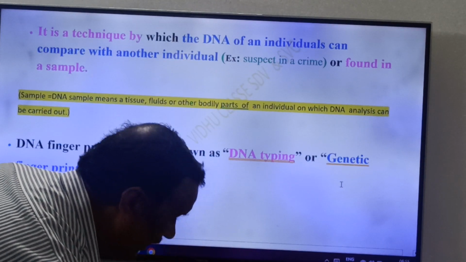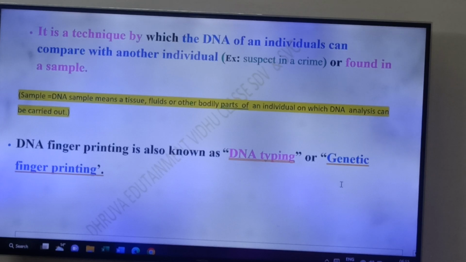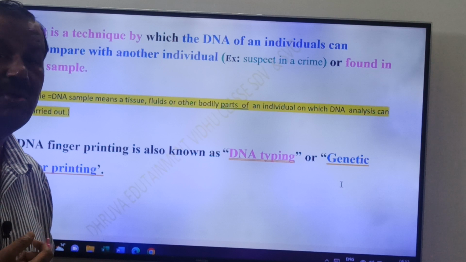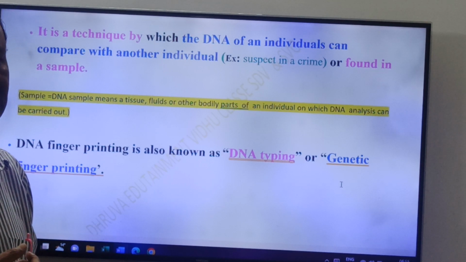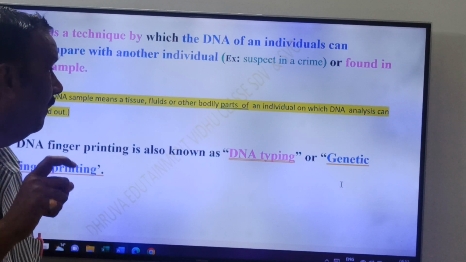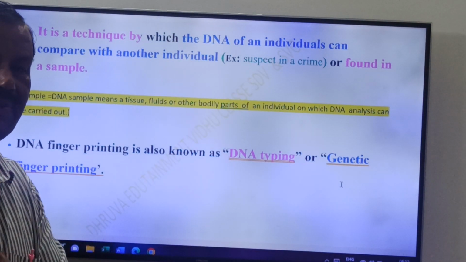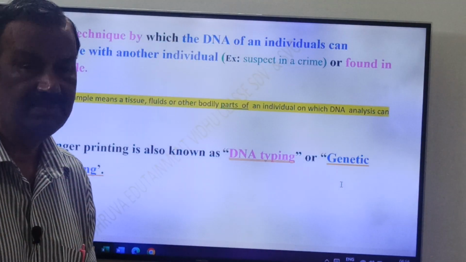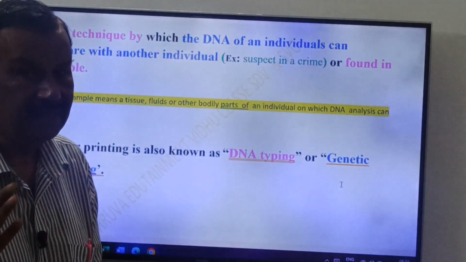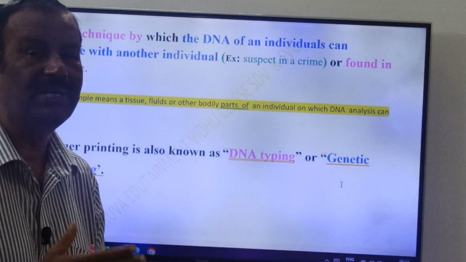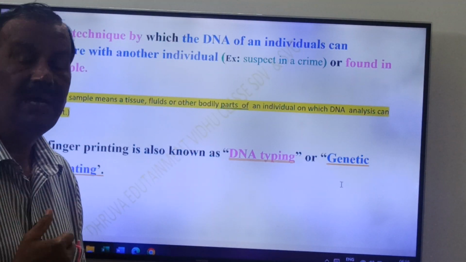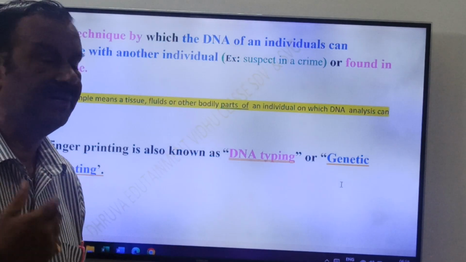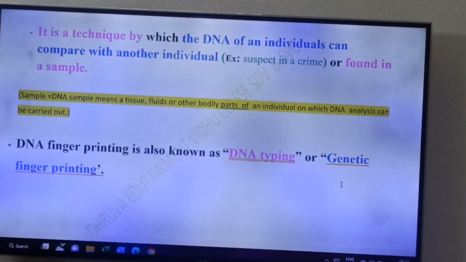Now see. It is a technique by which the DNA of an individual can be compared with another individual. So why are we using DNA fingerprinting? In DNA fingerprinting, we compare the DNA of one individual with another individual, friends. For example, we take a suspect in a crime. So we have to compare the DNA of two individuals. One is the suspect and the other is a relative or another person found in a sample, friends. Okay, friends, that is about DNA fingerprinting.